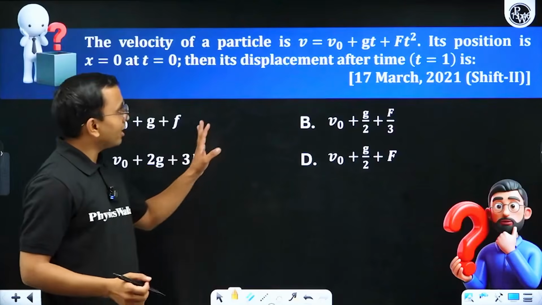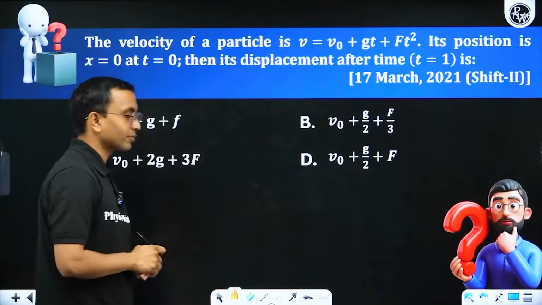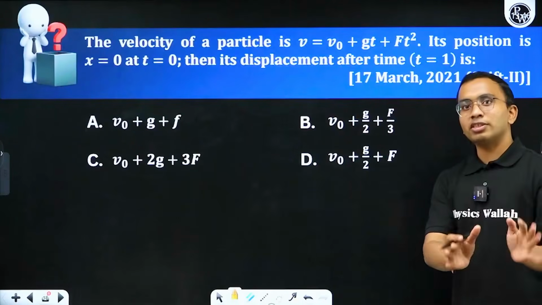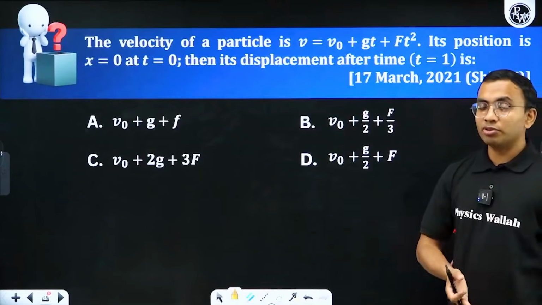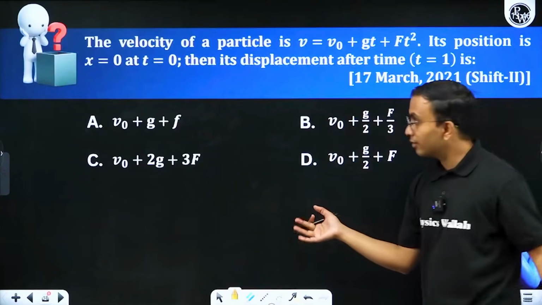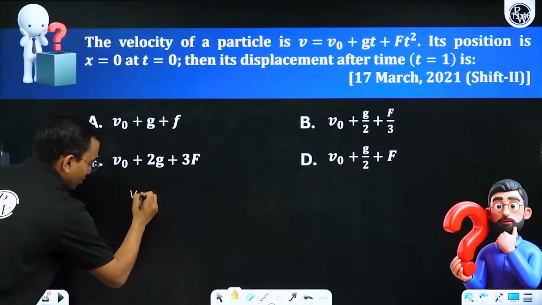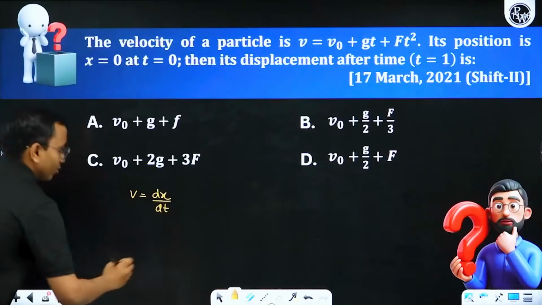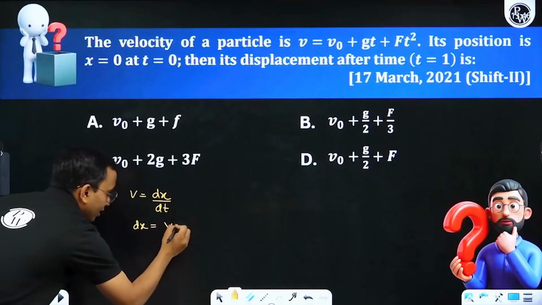Some more questions. The velocity of a particle is given. Now we need to find position. Okay. Now it's just opposite. Position was given; if you need to find velocity, differentiate position. Now if the velocity is given and you need to find the position, then what you need to do? Integrate it. Okay, so if I'm saying that v equals dx by dt, rate of change of position, so dx will become v dt.